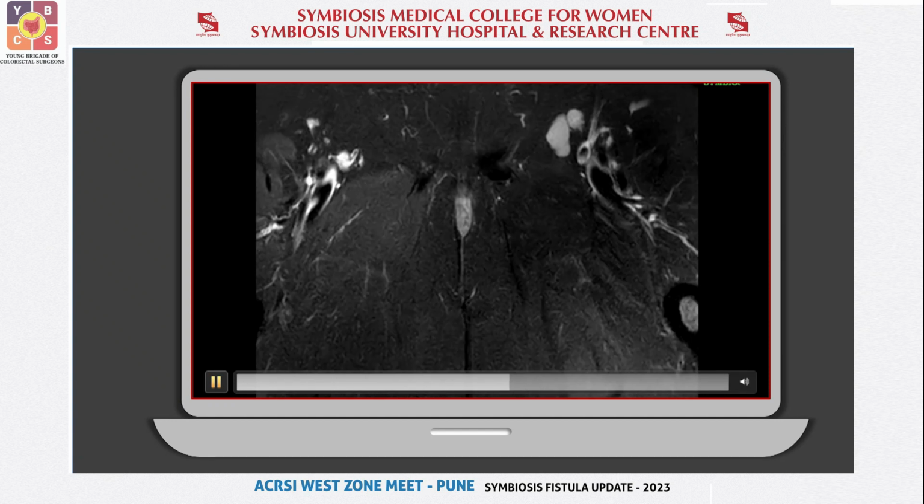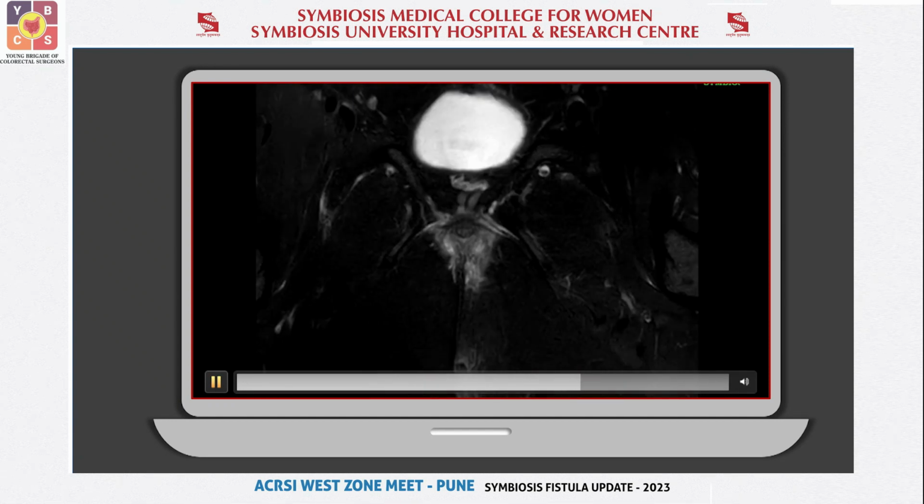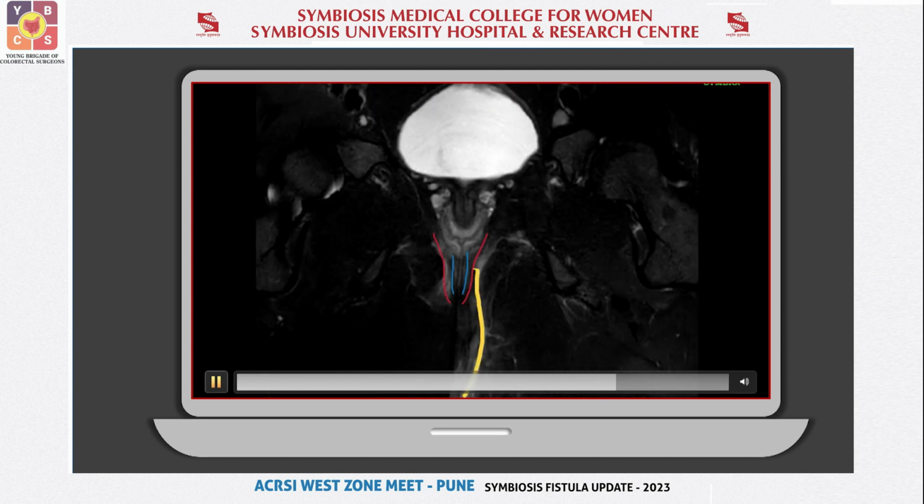I'm going to rerun the video just for convenience. That's the coronal plane that we are viewing. The bright structure is the urinary bladder. That's excellent to demonstrate here. Again, that's the coronal plane.